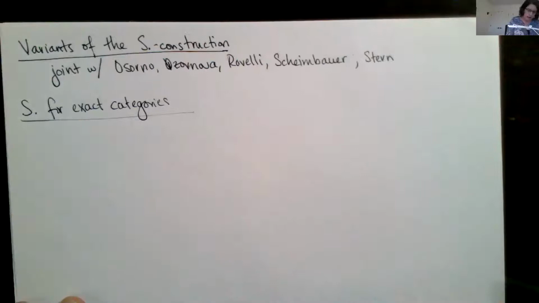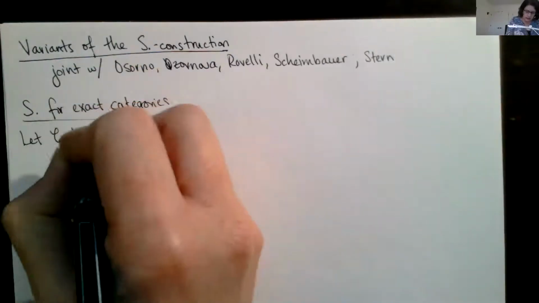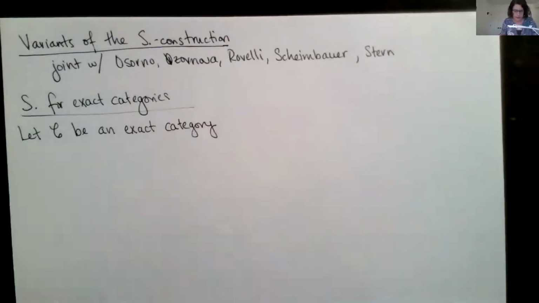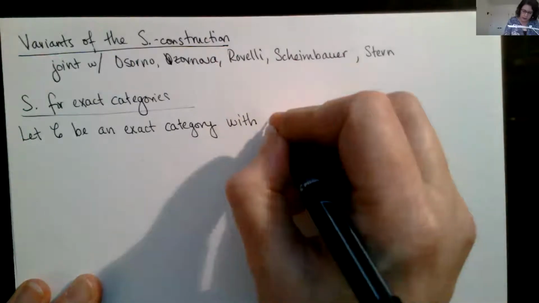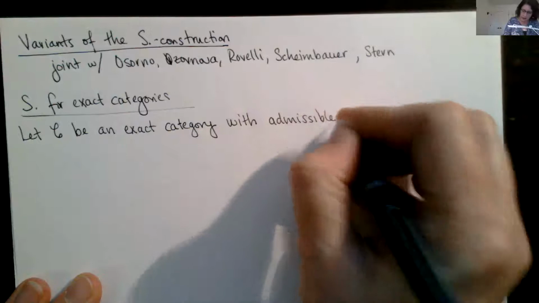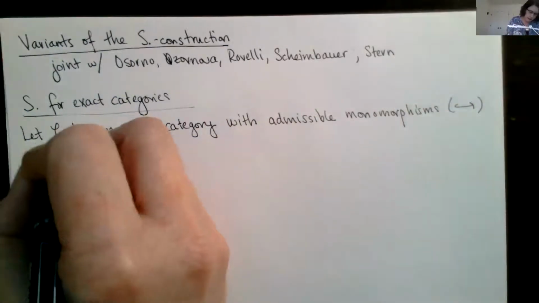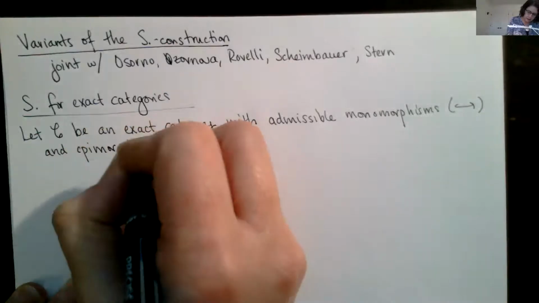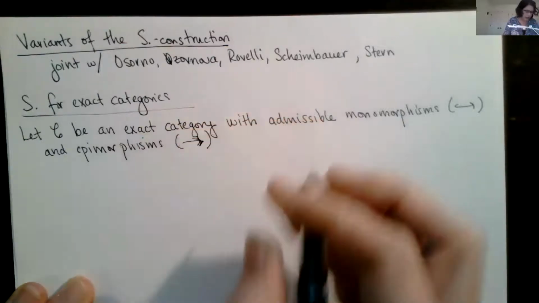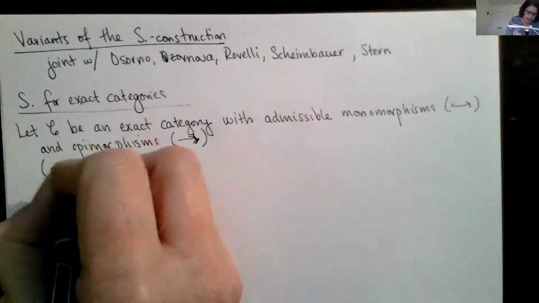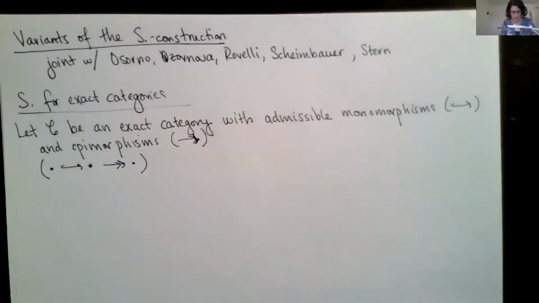Okay, so let C be an exact category. The features of an exact category that I'm going to use will come up as we go along. The first main thing is that I have two distinguished kinds of morphisms: admissible monomorphisms, which I will write like this, and admissible epimorphisms, which I will write like this. The idea is that an exact category has enough information to have exact sequences, and each of these kinds of morphisms can appear in the appropriate place in an exact sequence.